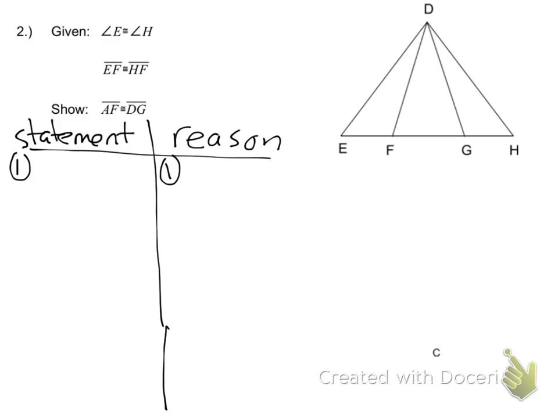It says that we are given that angle E is congruent to angle H, and line segment EF is congruent to line segment HF. Show that line segment AF is congruent to line segment DG. So obviously our first statement should be what is given to us. So yes, angle E is congruent to angle H, and EF is congruent to HF.